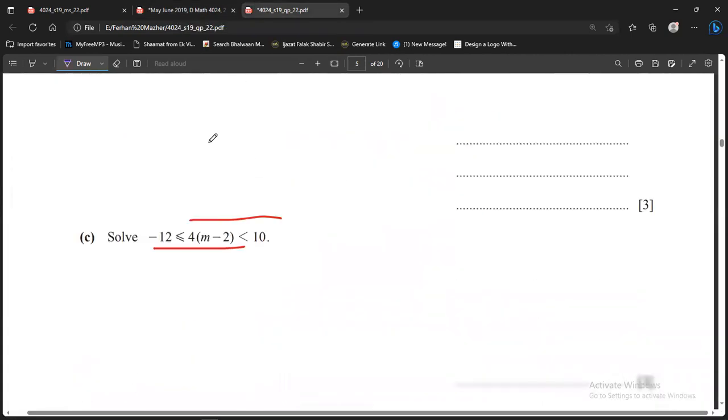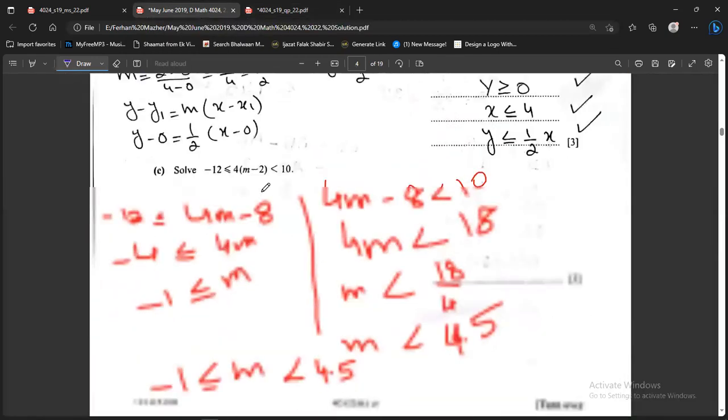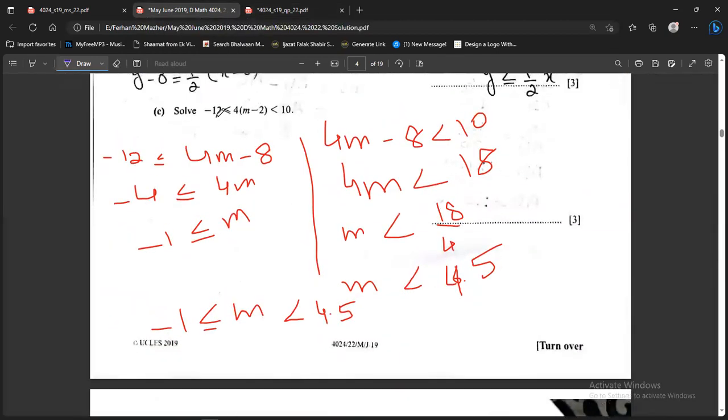And then we have the C part of question number 2. He says solve this: -12 less than or equal to 4 bracket m minus 2 bracket close less than 10. So first of all, I will solve this portion, then I will solve this portion. So let me show you. I have done this. Okay, so I will take this portion.